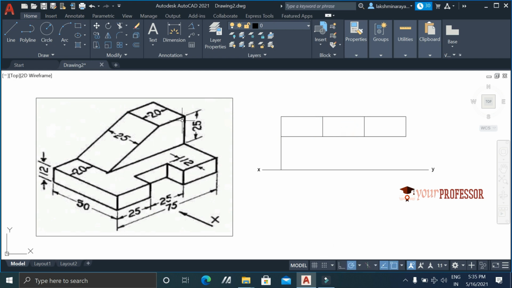So we need to represent this profile now. In order to represent this profile, first it has a vertical distance of 25. First a vertical line of 25, and from the end point of the 25 line, a horizontal line of 20 mm length like this. Now you need to measure the distance from this point to a 20 mm length, and from that point you need to join this end point. So this is the front view. For visualization purposes, I can change the color.